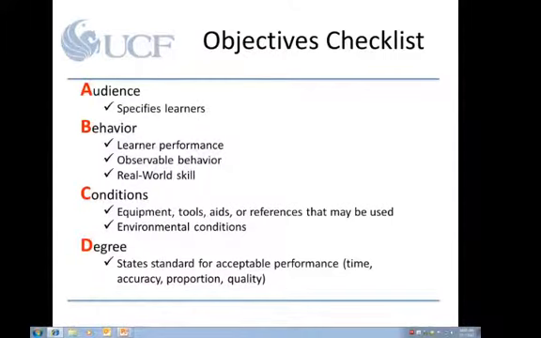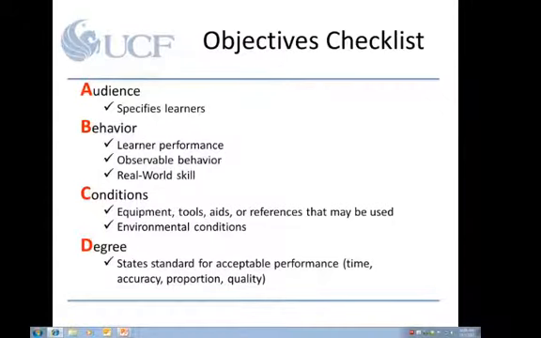Then we have conditions, which are equipment, tools, aids, or anything that may be used in the learning environment, and may also include environmental conditions, such as working in a group. So equipment might include a calculator or something along those lines, or a time frame. Environmental conditions would include different settings within the learning environment. So it might be in a small group or something along those lines.